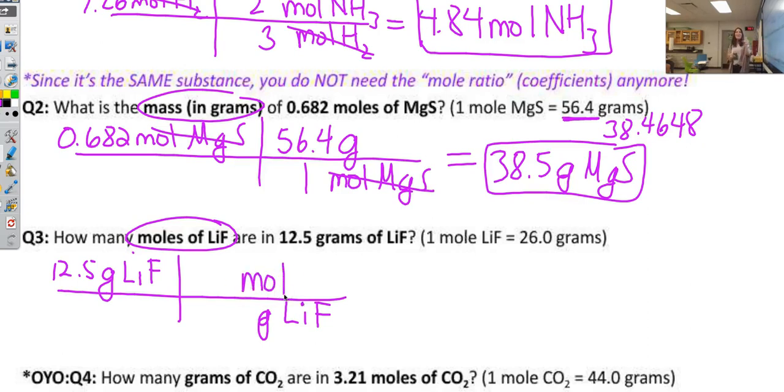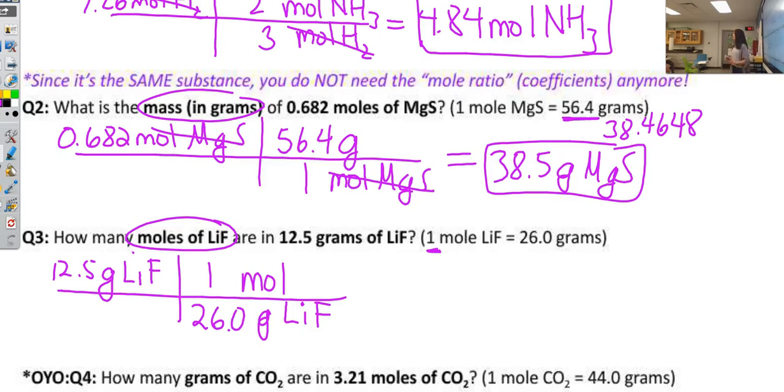On the count of 3, what number goes with the mole, everybody? 1, 2, 3. What number goes with the mole? Ready? 1, 2, 3. 1. Look at it. 1 goes with the mole. So then what number goes with the gram? 1, 2, 3. 26.0. Very nice. Okay, so now in your calculator, ignore the 1, right?